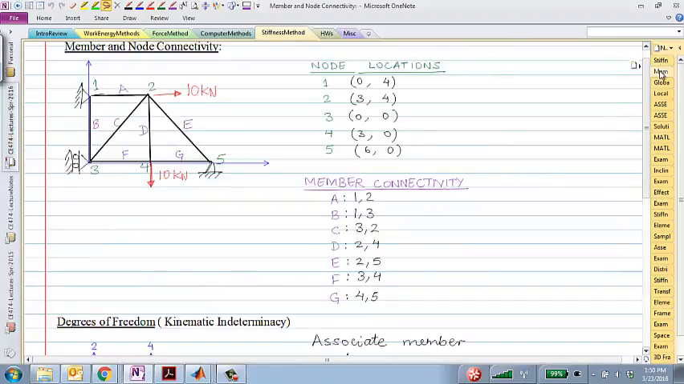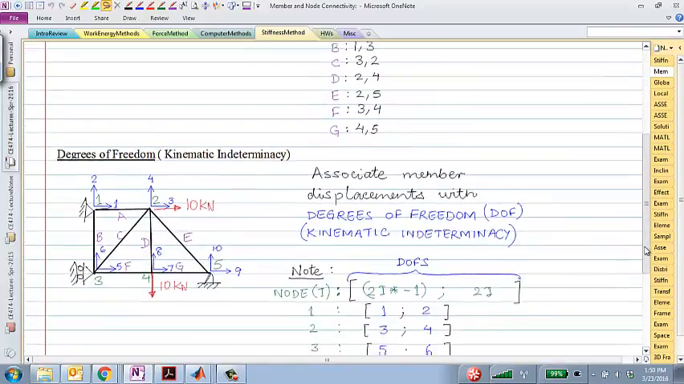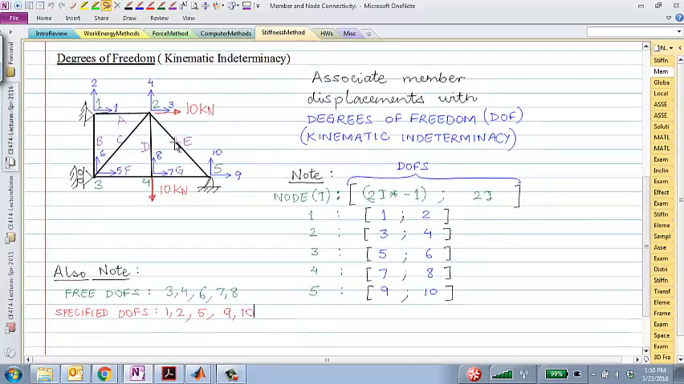So last time what we did was we described the structure with nodes, member connectivities, and we assigned degrees of freedom to each one of those nodes. Since it's a two-dimensional truss, each node has 2 degrees of freedom. And we said that if I am looking at a general node I, then the degrees of freedom associated with that node would be 2i minus 1 and 2i, right? So for 4, it's 7 and 8. And further, for example, in this truss, if there are 5 nodes, so there are 10 total degrees of freedom.